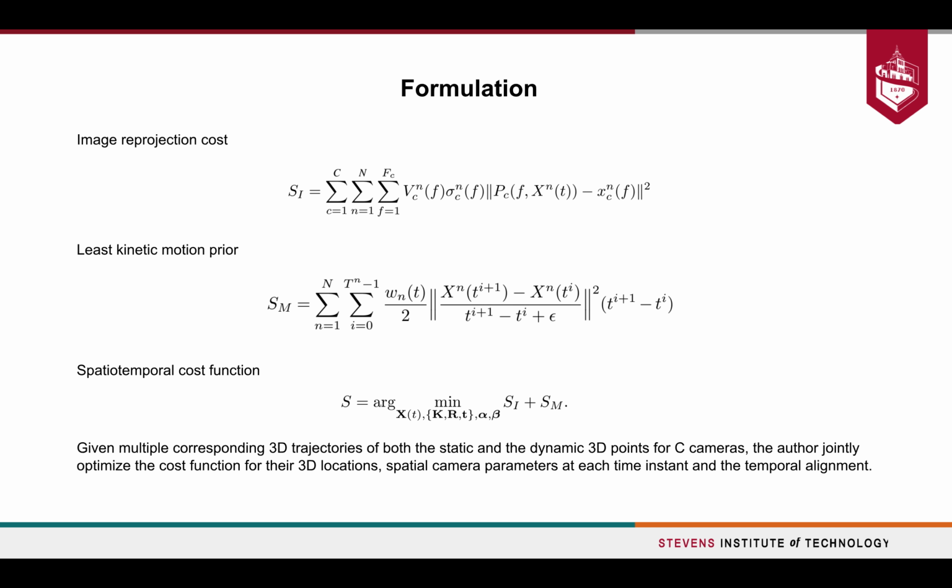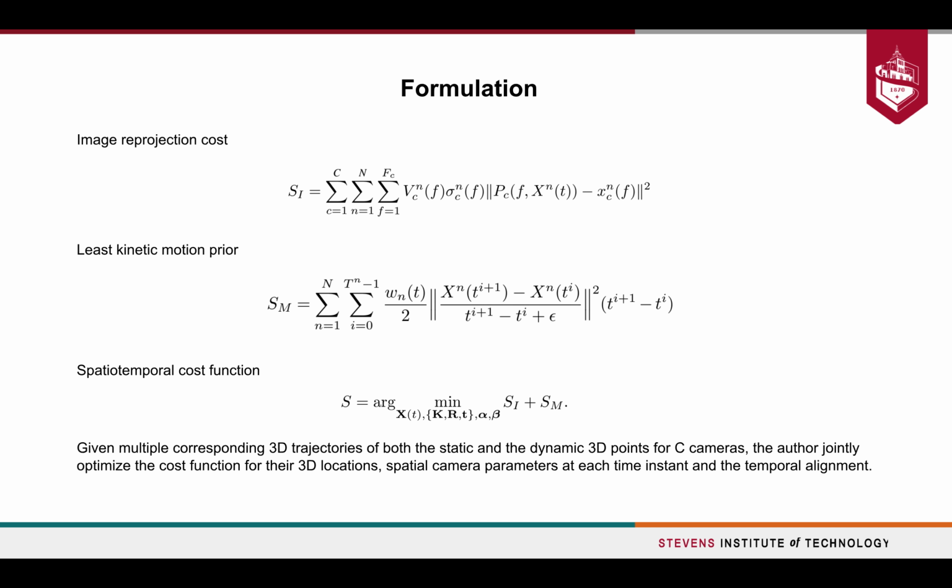Their cost function is a combination of two parts. First is the reprojection error. Here the V is binary: if the point is visible, it's 1, and if it's not, it's 0. And there is also a kind of location uncertainty term. The second part is a cost function based on the time alignment.